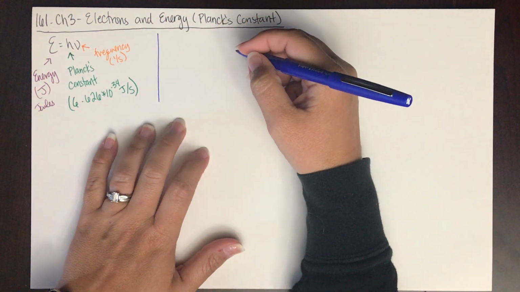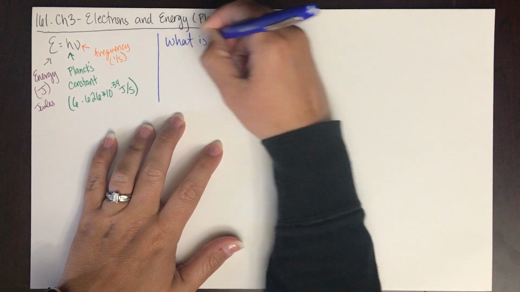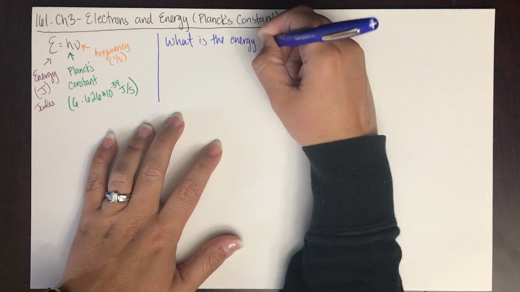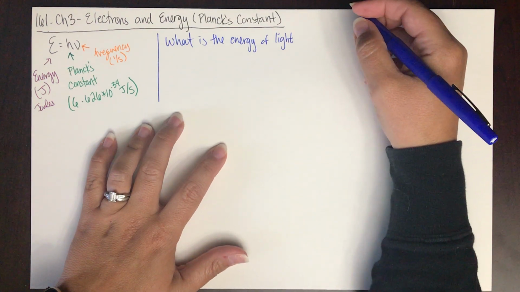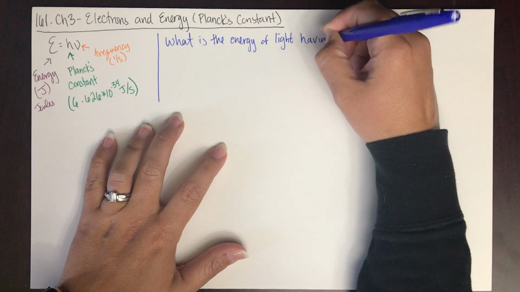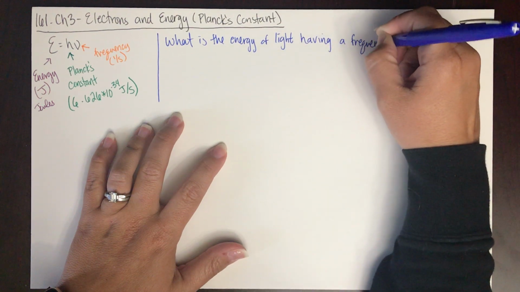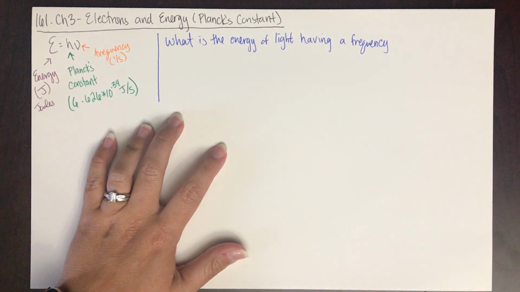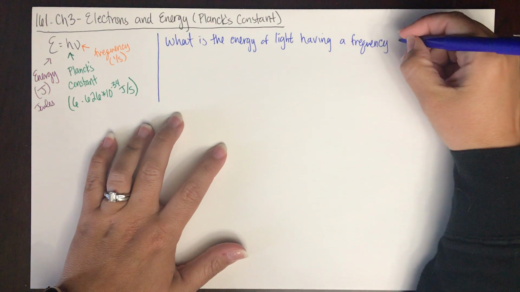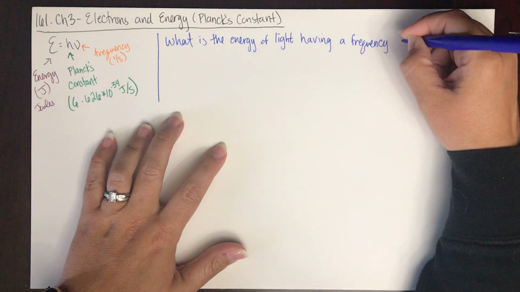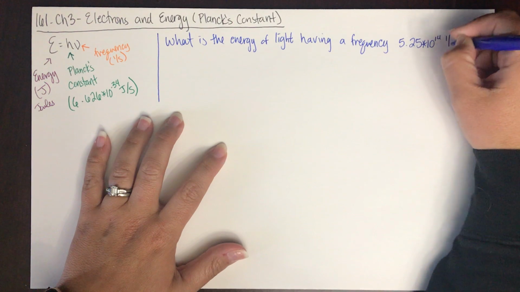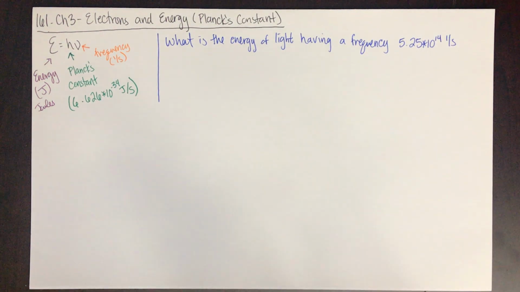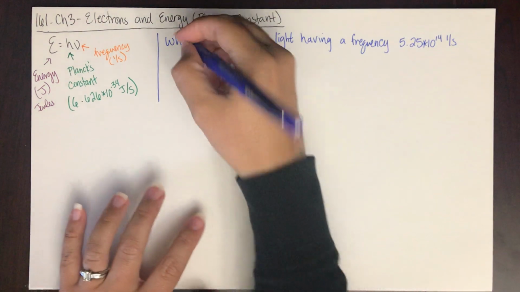So we'll say, what is the energy of light having a frequency of 5.25 times 10 to the 14th 1/seconds? So we're solving for energy.